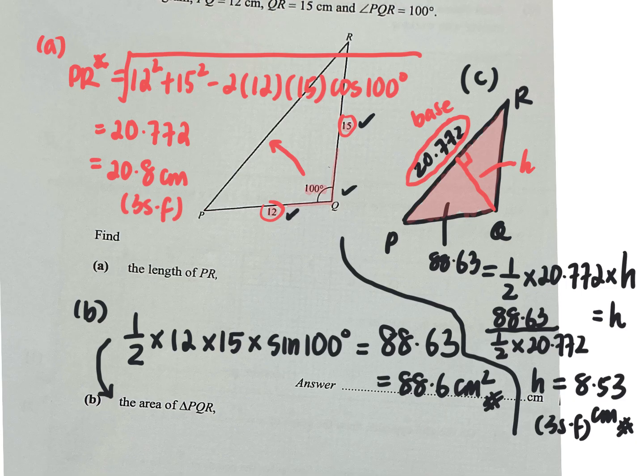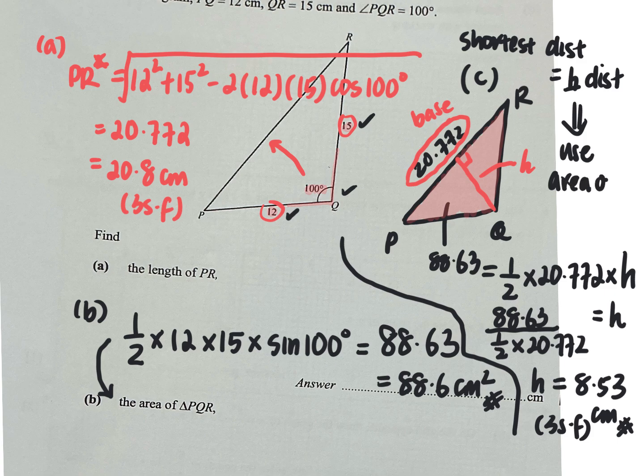Okay, so when you see keywords like shortest distance, you know it's perpendicular distance. Okay, and you know you need to use area of triangle. So these are little things that you must remember when you see this kind of question, what you need to do. So it's not totally new.